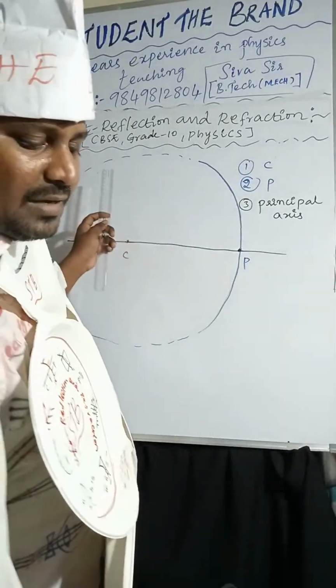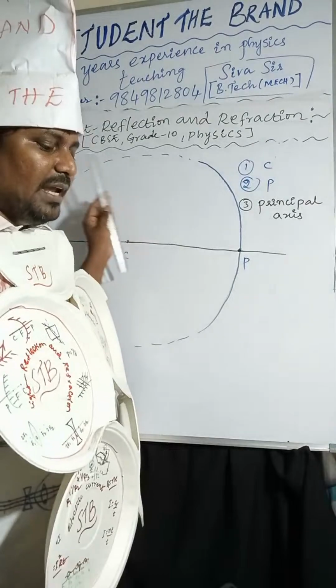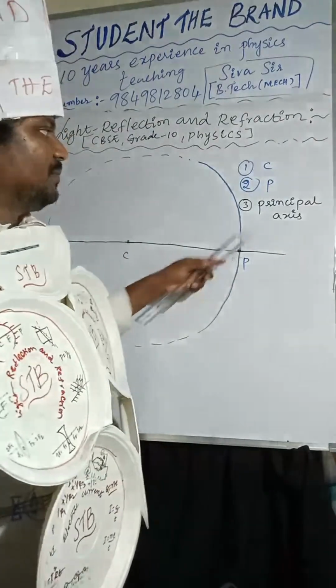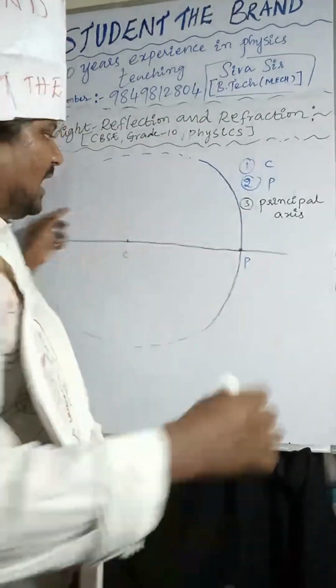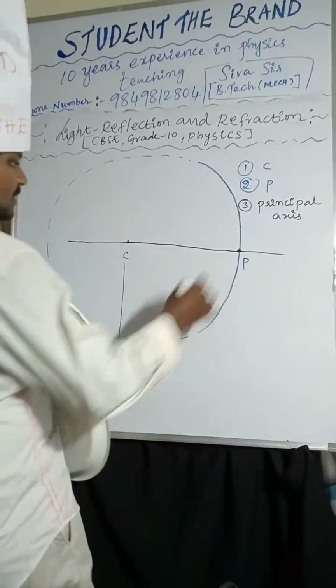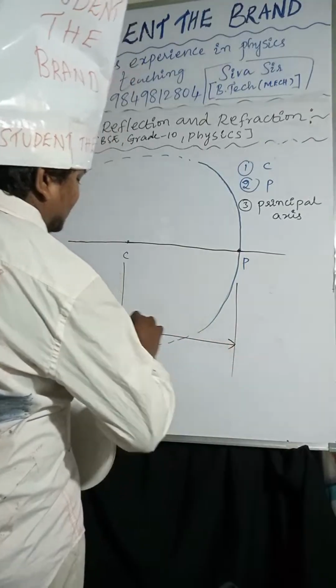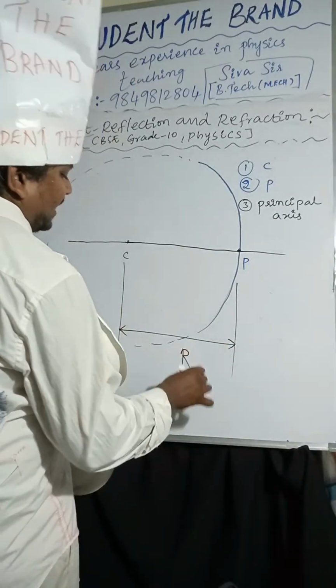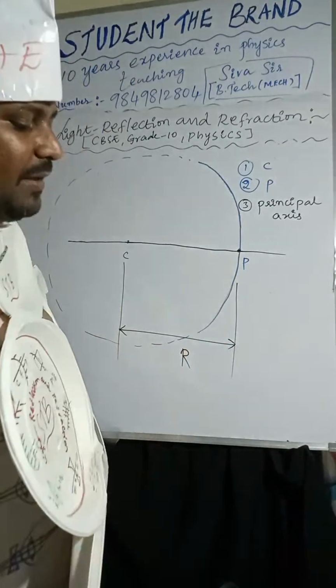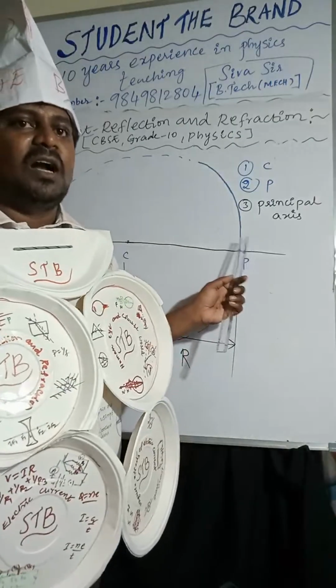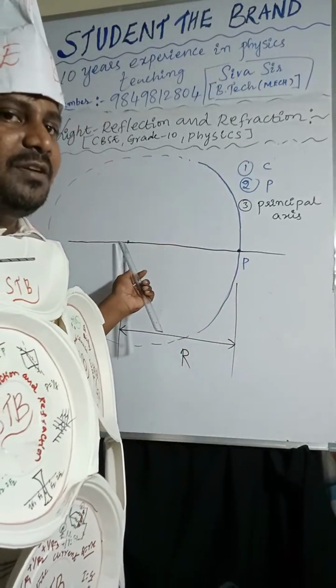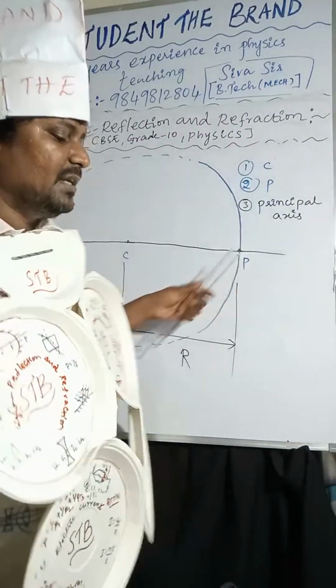The line joining the center of curvature and pole is called the principal axis, and the distance between the center of curvature and pole is called the radius of curvature.